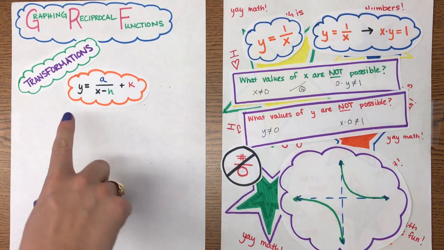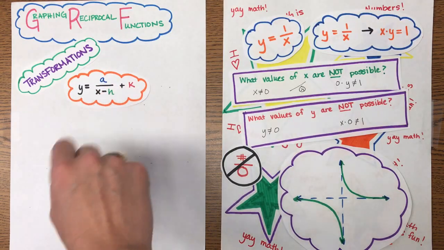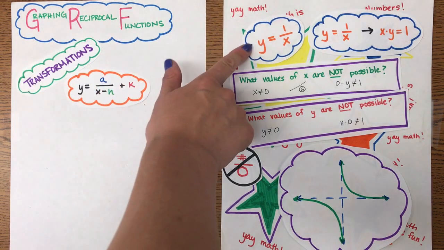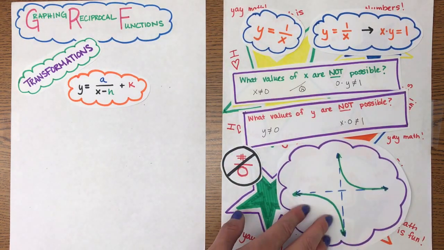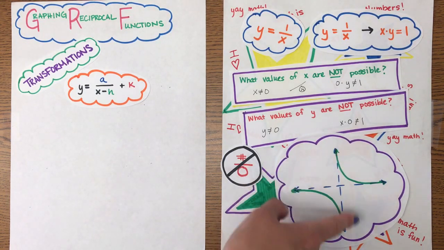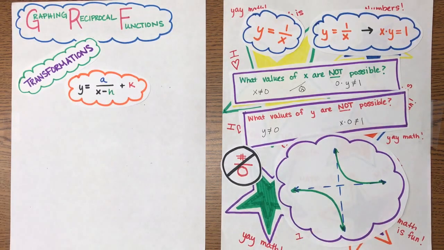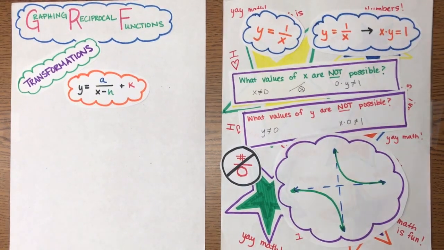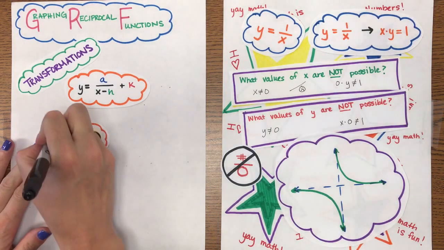So if I look at my reciprocal function in the form of y is equal to a over x minus h plus k, with the parent function y is equal to 1 over x, and my general shape looking like this, the shape of my parent function looking like this, with vertical asymptote at x equals 0 and horizontal at y is equal to 0. If I look at this, my transformations a, h, and k are exactly as they've been all year. So a is going to be a vertical stretch or shrink.